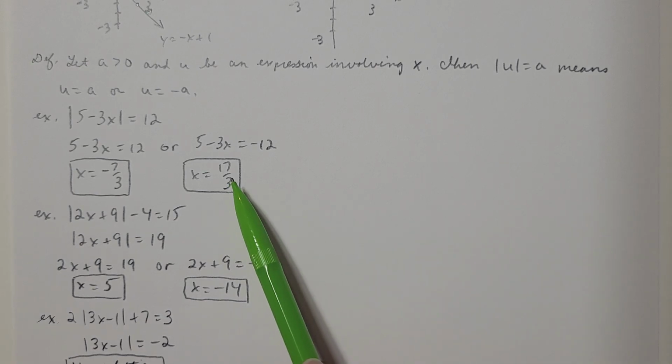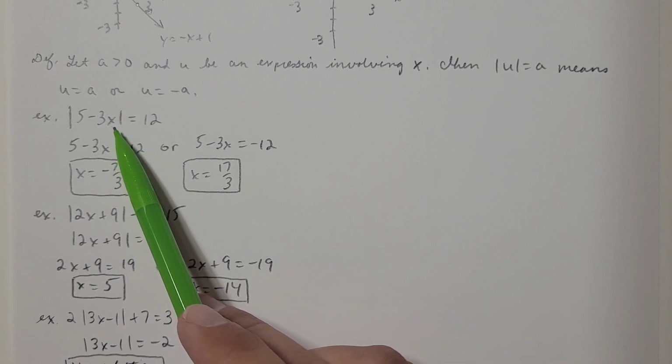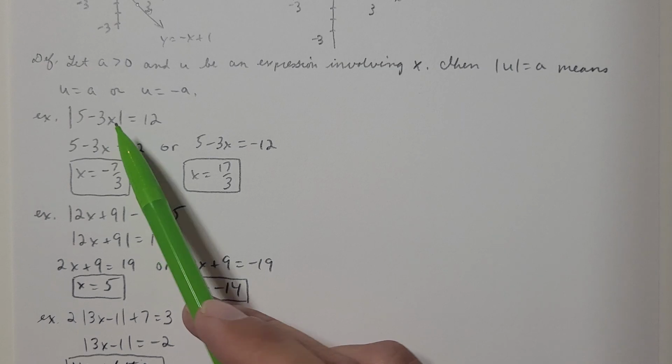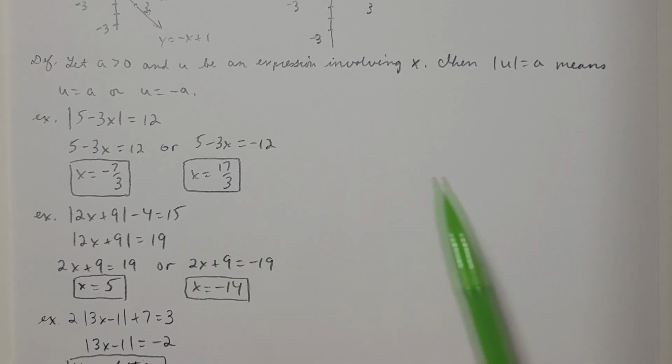Also, here's 17/3. So if I plug that number into the original equation, I have 5 minus 3 times 17/3, the 3's cancel. That leaves me with 5 minus 17, which is negative 12. The absolute value of negative 12 is 12. The absolute value of a number is always going to be the positive of the number. So 12 equals 12, that's true, right? And 17/3, I'd circle that number. So both of these are going to be kept.